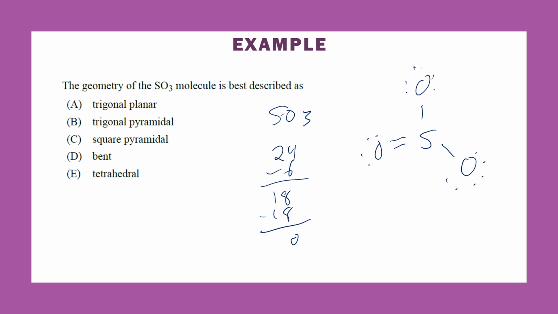From here, you could look at formal charges, but I think we have enough information now to answer the question, because we know there are those 3 areas of bonding and there are no lone pairs on the sulfur. So that's going to tell us that it is trigonal planar as your best option.